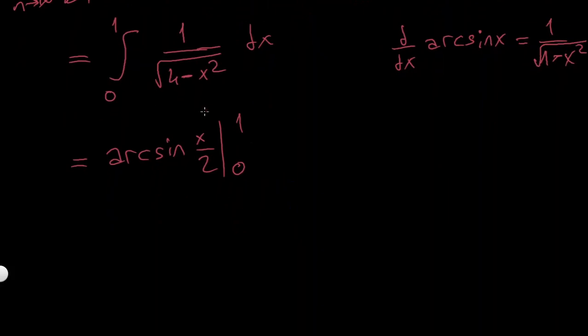If I put x equal to 1, I know that sine of 30 degrees, which is pi over 6, is equal to 1 over 2. So this is pi over 6. And if I put x equal to 0, sine of 0 is 0, so arc sine of 0 is equal to 0. So this is just pi over 6, and this is my answer.